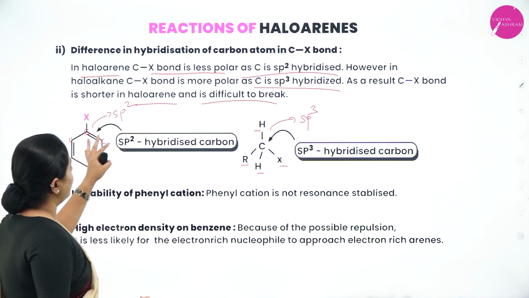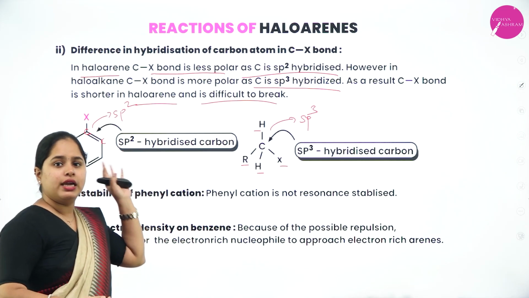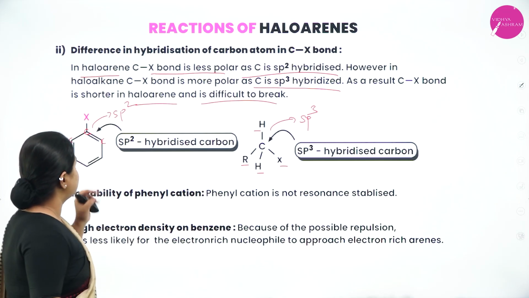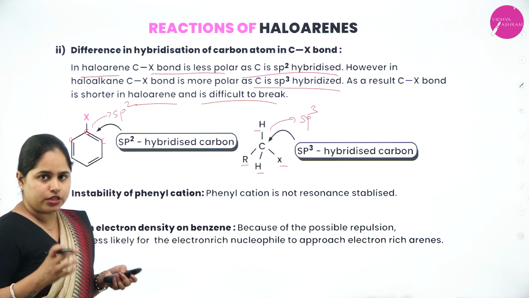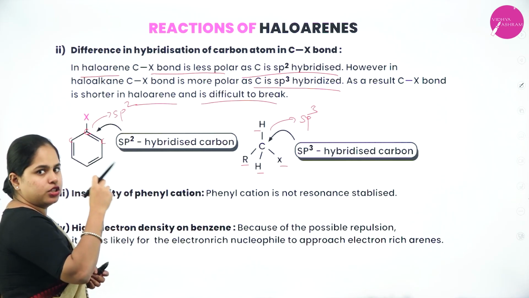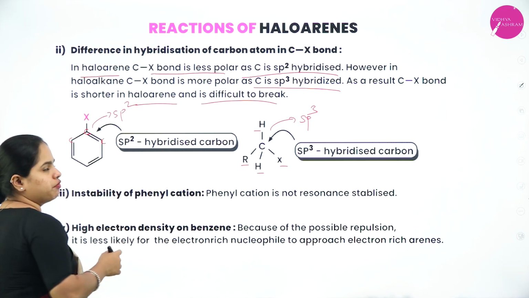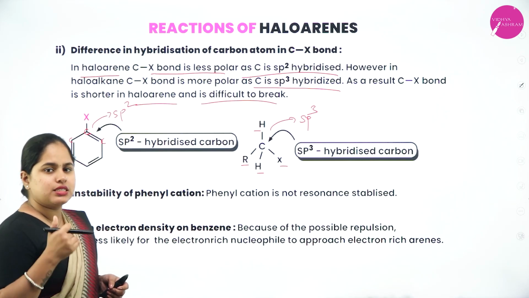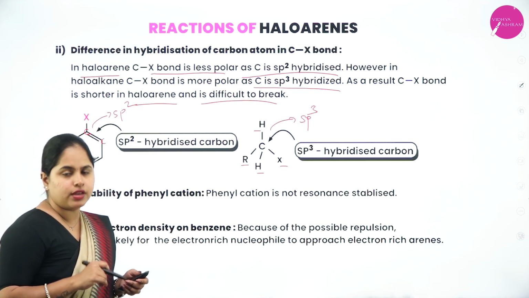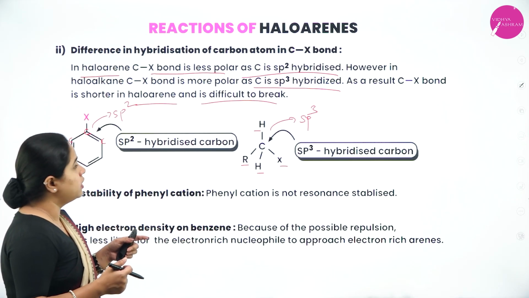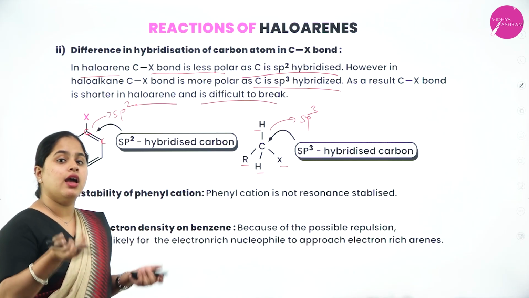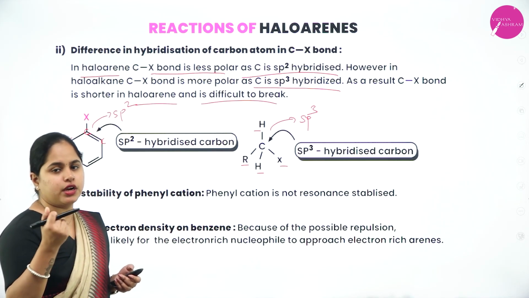Okay. So as the s character is more in the case of haloarene, the bond will be stronger. Okay. So in such cases, what will happen? As it is stronger, it will be shorter. This bond between the carbon and halogen will be shorter, and because of that, it will be difficult to break this bond. Okay. So that is another reason. First reason, as we discussed, was the resonance effect. Second reason is the difference in hybridization. As it is sp2 hybridization in haloarene, it becomes difficult to break the bond.